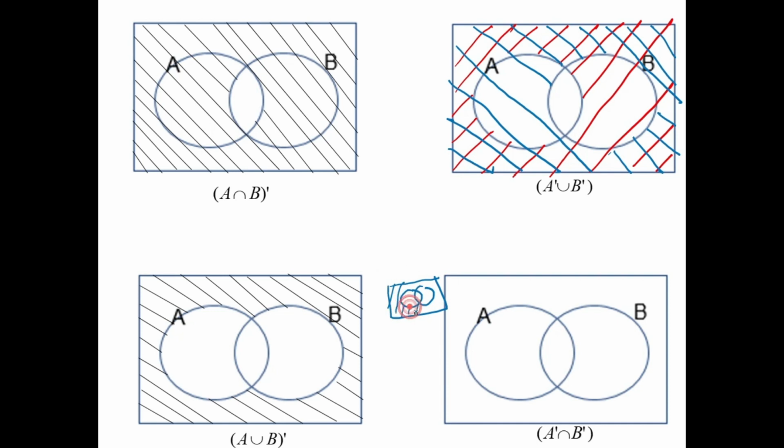A prime looks like this. And B prime will look like this. And then what was shaded in both? The only thing that is shaded in both A prime and B prime, what they share, is the outside of the two circles. Therefore, A prime intersect B prime is outside of A and outside of B.